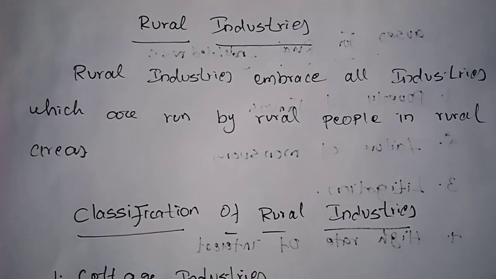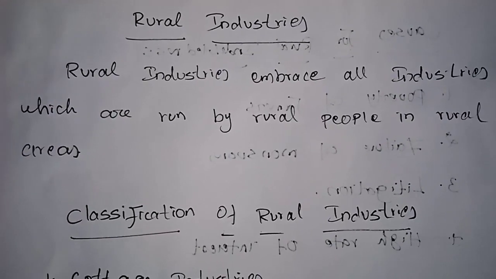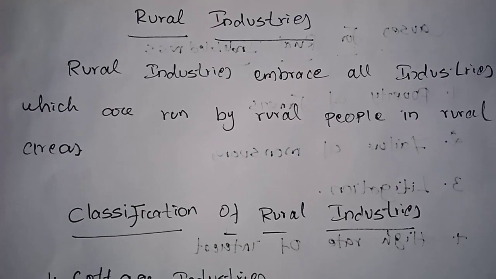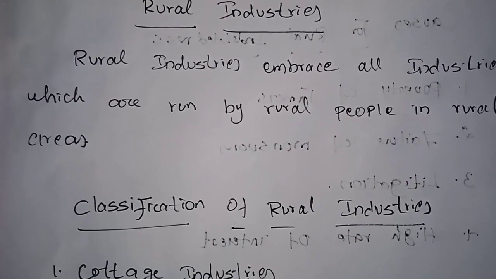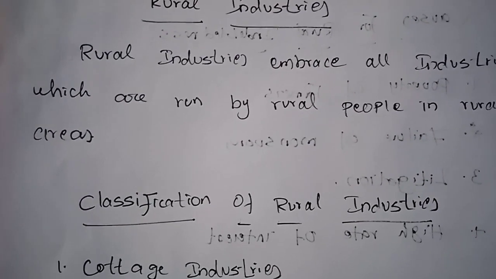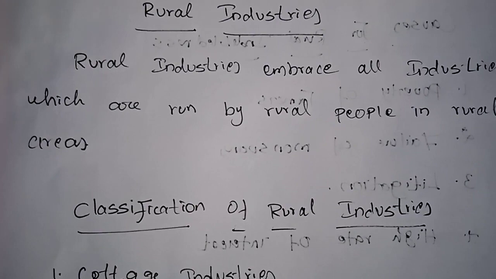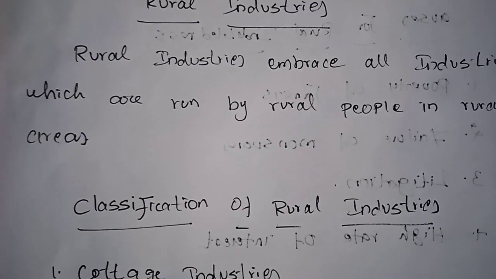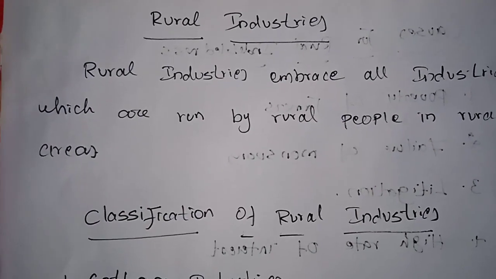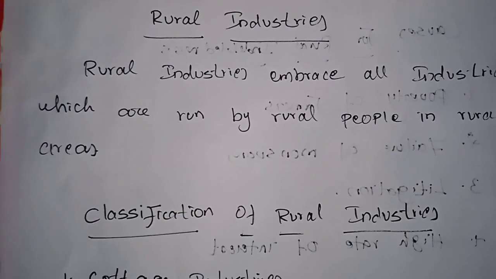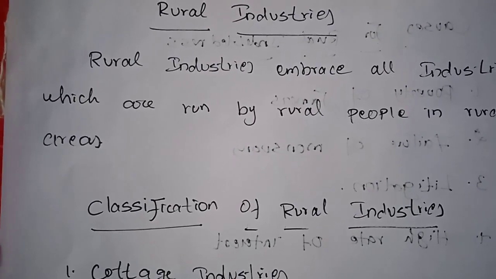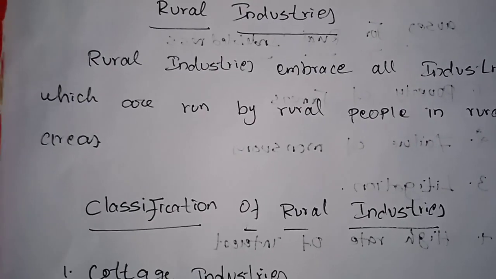But in these rural industries, the people who are able to start the industries are the rural people. Only the rural people are able to start the industries in these rural areas. And what are the possibilities to establish on this rural side? All the industries can be established by the rural people only. Mostly rural side people depend upon agriculture, so most of the people want to establish agro-based and related industries.